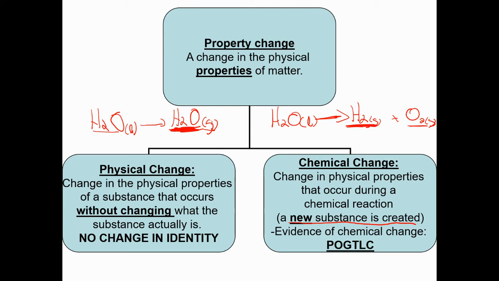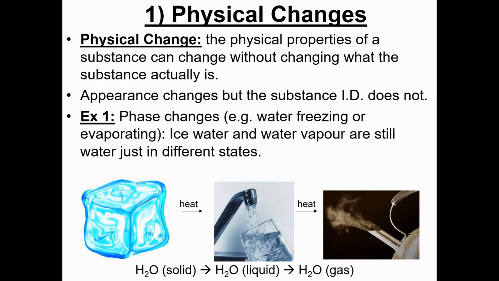And so with chemical changes, there are certain clues that tell you that a chemical change happened. And we can use this little trick over here, POG-TLC, to remember what those clues are. And so we'll take a look at those clues as well throughout this lesson. We'll start with physical changes first. We'll go through some examples. Again, a physical change, you're essentially changing the appearance without changing what the substance actually is at its basic chemical level. So phase changes are very common examples.